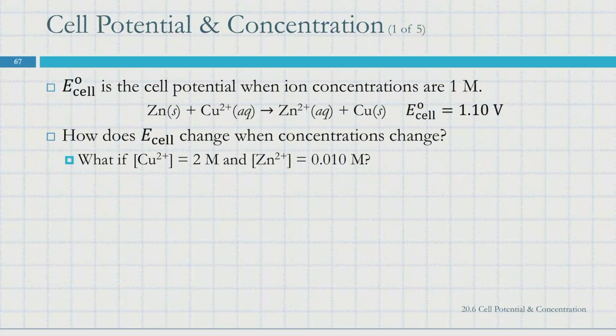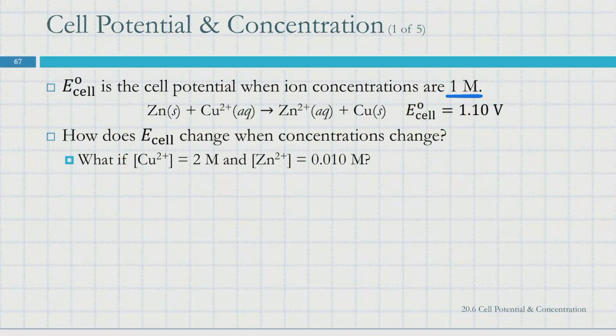So we've been looking at standard cell potentials. That's when our ion concentrations are 1 molar. 1 molar is one of our standard states. We've also got 1 atmosphere and other units probably. And so for this reaction with zinc and copper, we can tabulate our standard cell potential of 1.10 volts.